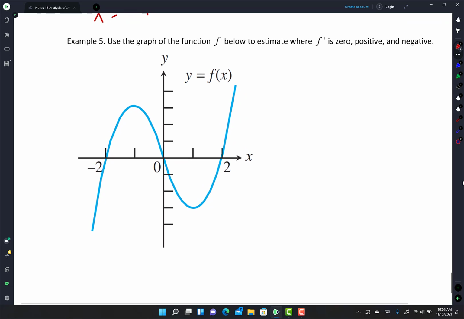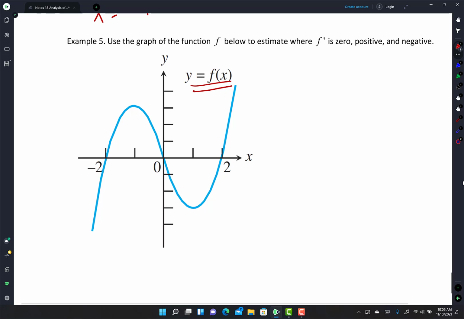Before I start this question, what am I looking at? Is this F or F prime? This is F. Always ask yourself that. So now it wants to know where F prime is 0, positive, and negative.